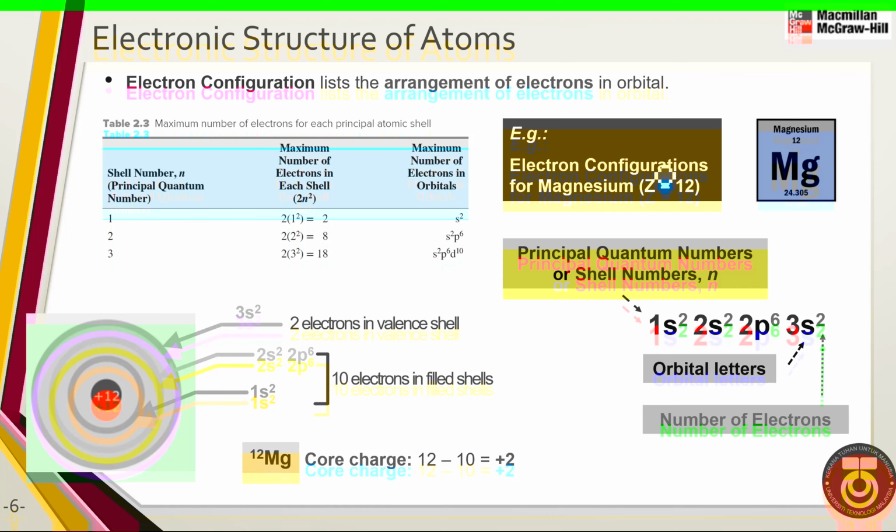Okay, so for instance, I am talking about magnesium, which has the atomic number of 12. So how can we arrange, because it is about the arrangement of electrons, right? How can we arrange the electrons in the orbitals for magnesium?